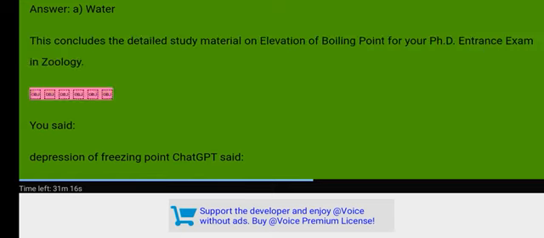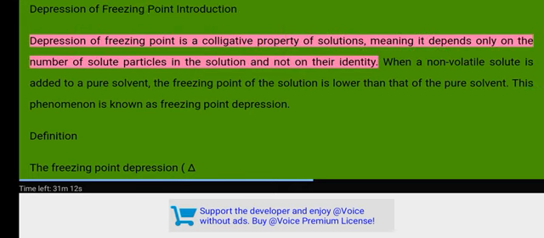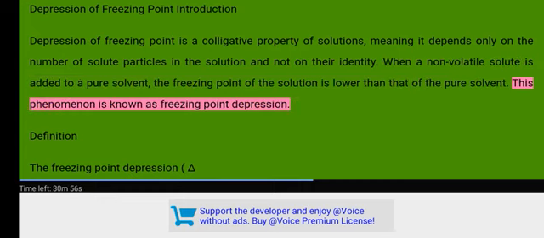zoology. Depression of freezing point. Introduction. Depression of freezing point is a colligative property of solutions, meaning it depends only on the number of solute particles in the solution and not on their identity. When a non-volatile solute is added to a pure solvent, the freezing point of the solution is lower than that of the pure solvent. This phenomenon is known as freezing point depression.